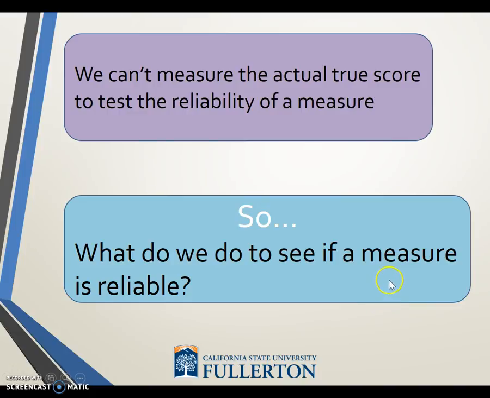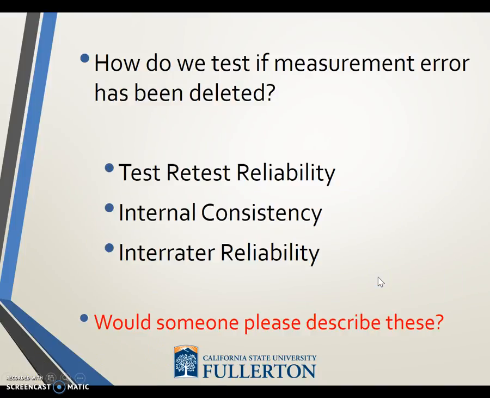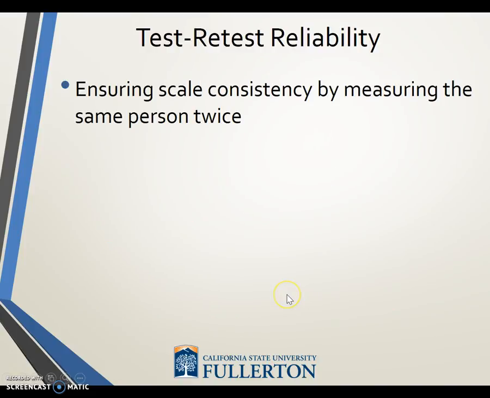So what can we do to see if a measure is reliable, if it has very little of that error? Well, we can test it. We can use different types of reliability tests. So test-retest reliability, internal consistency reliability, and inter-rater reliability. And so that's what we're going to focus on for the next few minutes, starting with test-retest reliability.